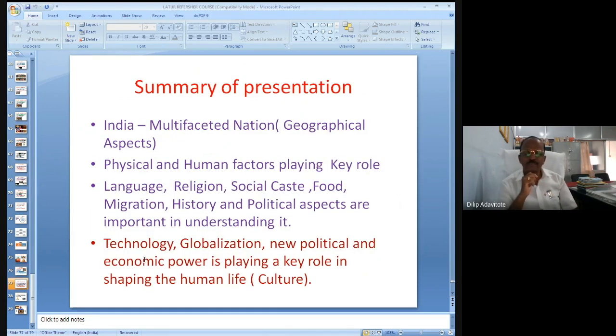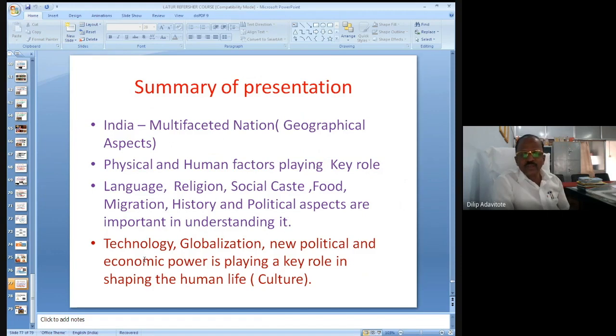My summary of the presentation is that our country, India, is a multifaceted nation. Geographically it is varied, culturally varied, economically and socially there is variation. Therefore, it is a multifaceted nation. Physical and human factors play a key role. We must know that geographical factors play an important role. As far as cultural factors are concerned, language, religion, social caste, food, migration, history, and political aspects are important in understanding it. Technology, globalization, and new political and economic powers play a key role in shaping human life. WhatsApp, Facebook, and social media are now shaping our lives. We are mostly depending on technology and globalization. Now I am giving this presentation through the use of technology.